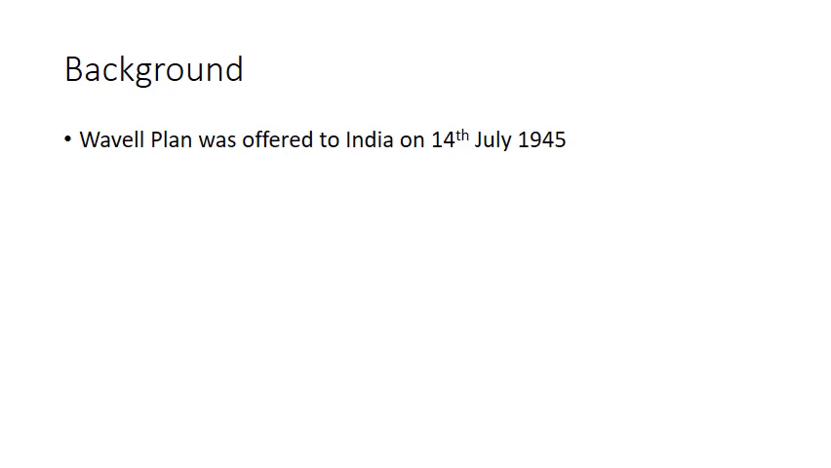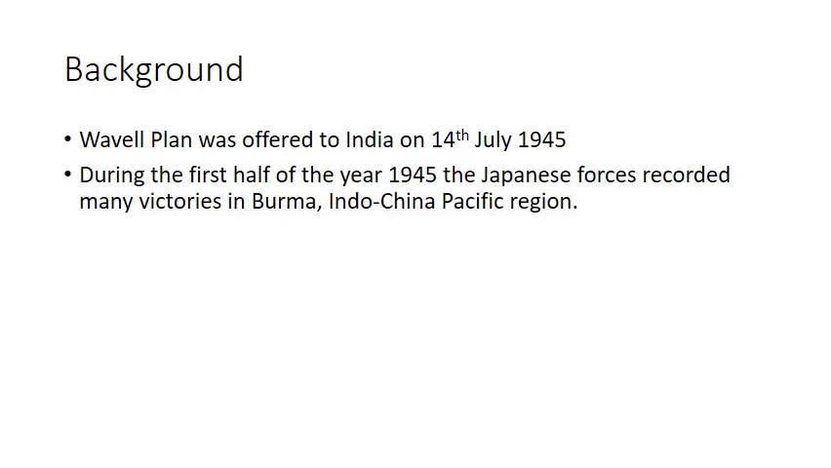As a result, there was a constitutional deadlock. Although this constitutional deadlock was already existing, we can say that the Wavell Plan was unable to resolve it. And the second thing was that during the first half of 1945, the Japanese forces had recorded many victories in Burma, Indochina, and the Pacific region. So the Allies were in difficulties at that time.